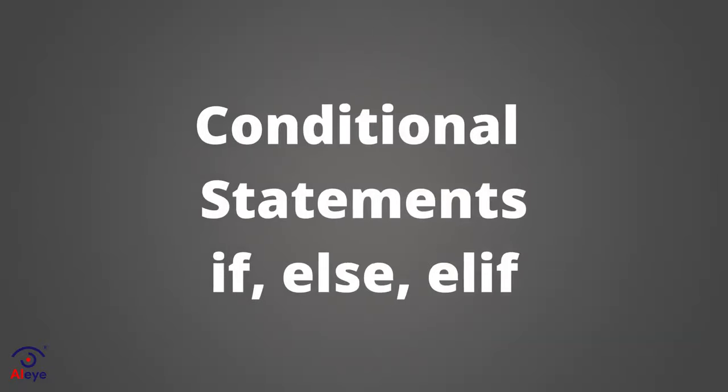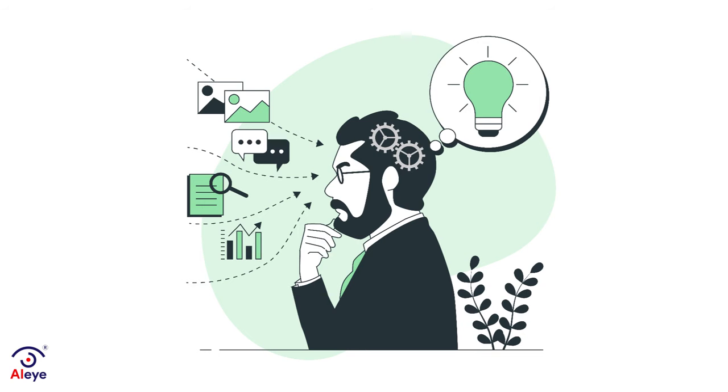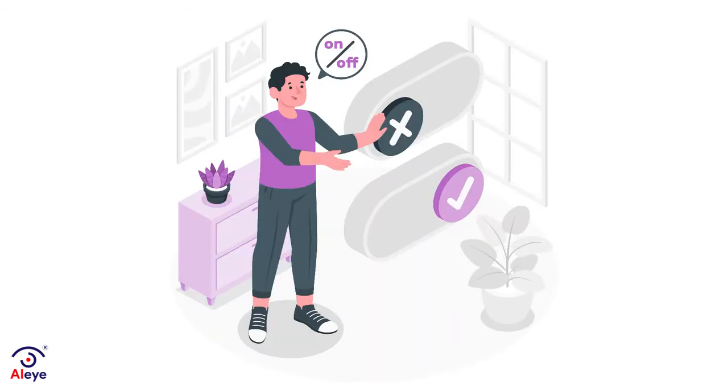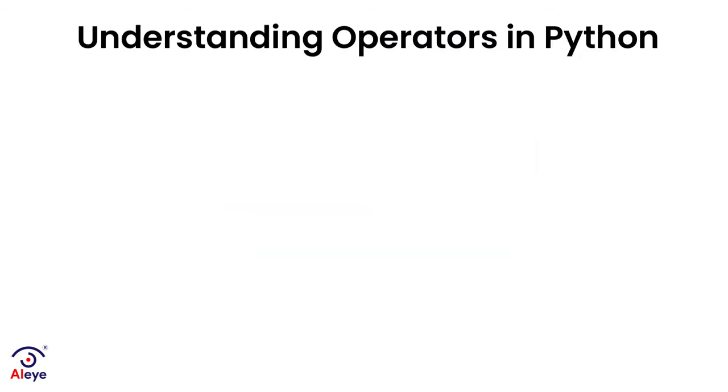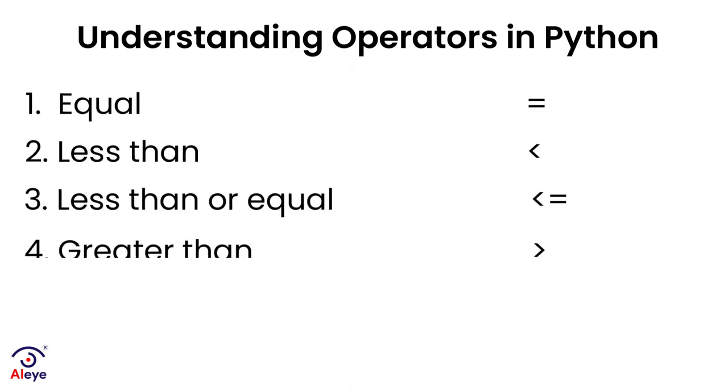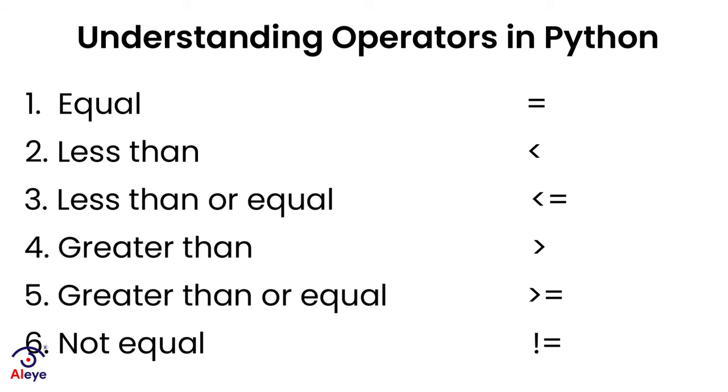Conditional statements: if, else, else-if. In Python, the conditional statements are used to make decisions based on conditions. It executes a specific block of code if a certain condition is true, and an alternative block of code if the condition is false. Before moving on to conditional statements, it is important to understand the operators such as equal, less than or equal, etc.